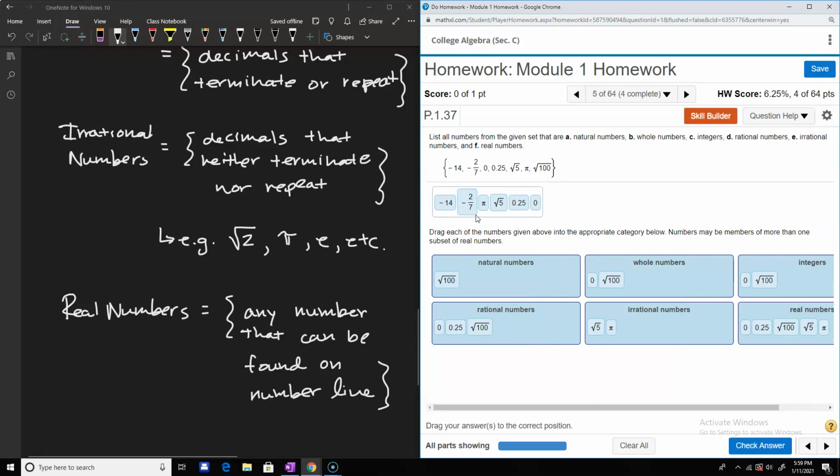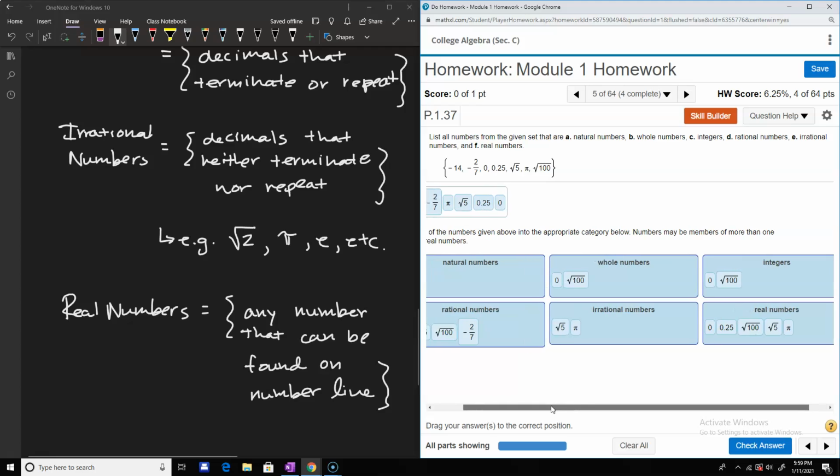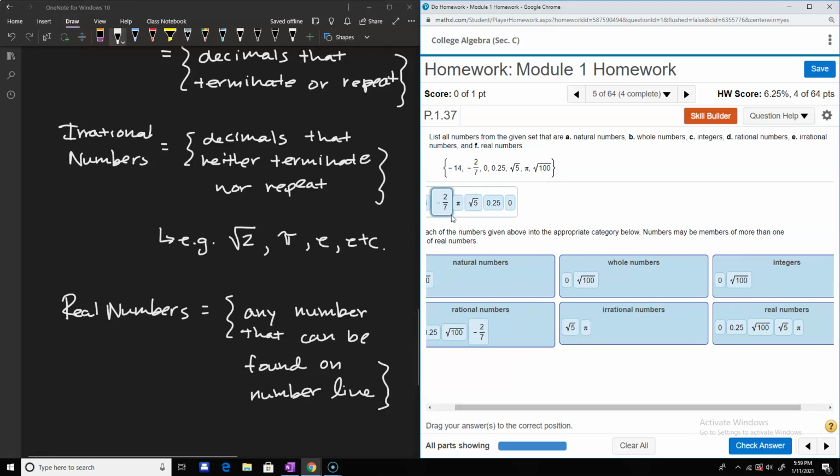Okay, negative 2/7. Well, that's not going into any of the groups in the top row, but it is a fraction, so it'll be rational. So we can pull it into the rationals and also into the reals. I don't know if it went in there? Oh, it's getting a little tricky. All right.